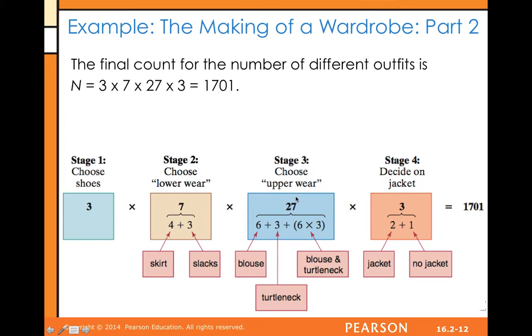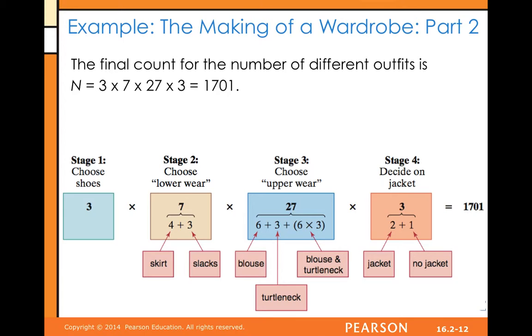Okay, choose upper wear. How many ways can she do that? She can either wear a blouse with no turtleneck, and since she packed 6 blouses, there are 6 ways to do that. She can wear a turtleneck with no blouse. Since she packed 3 turtlenecks, there are 3 ways to do that. Or she can combine the two. So this thing here is like a sub-stage, if you like. Here she's choosing a blouse followed by choosing a turtleneck. Well, there are 6 ways to choose a blouse and 3 ways to choose a turtleneck. So the multiplication rule says there are 18 total ways of choosing both a blouse and a turtleneck.